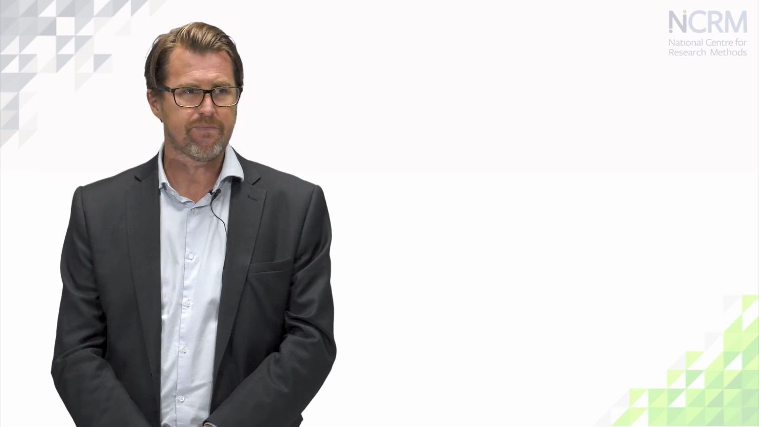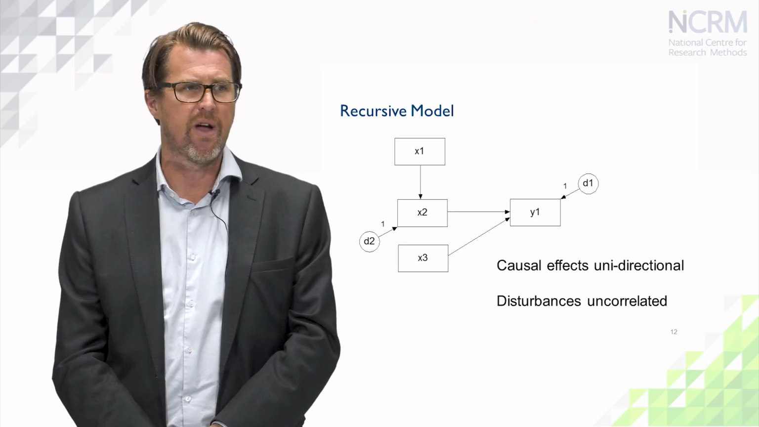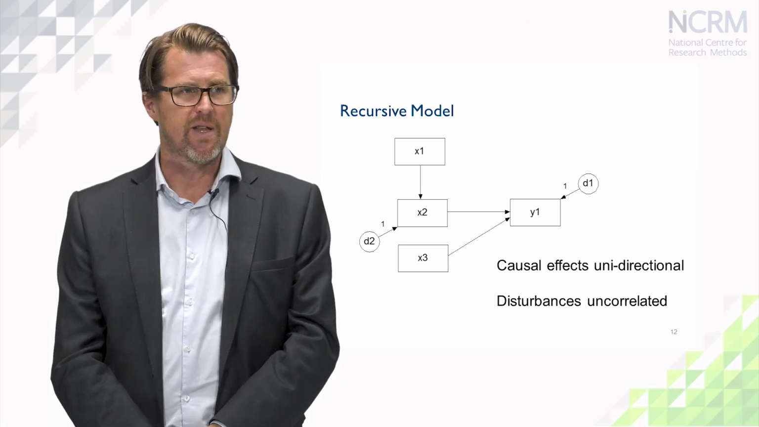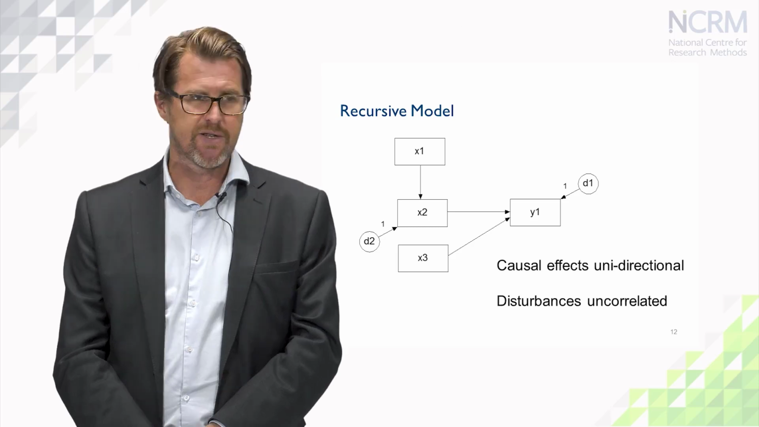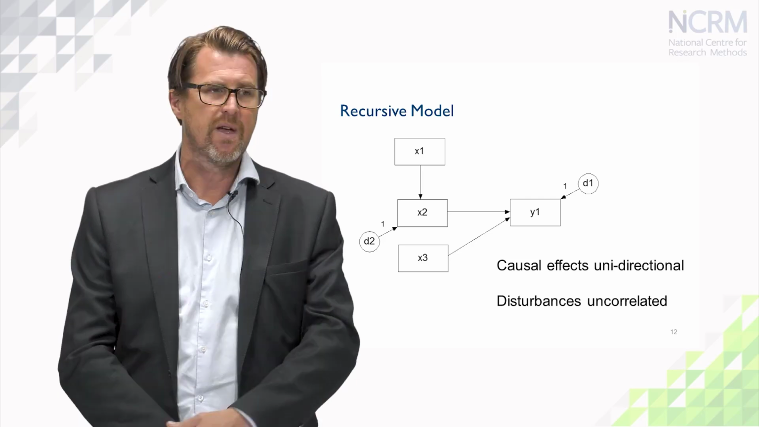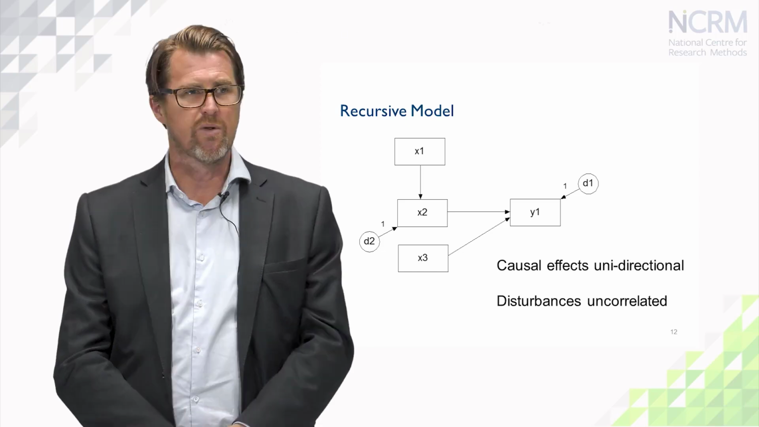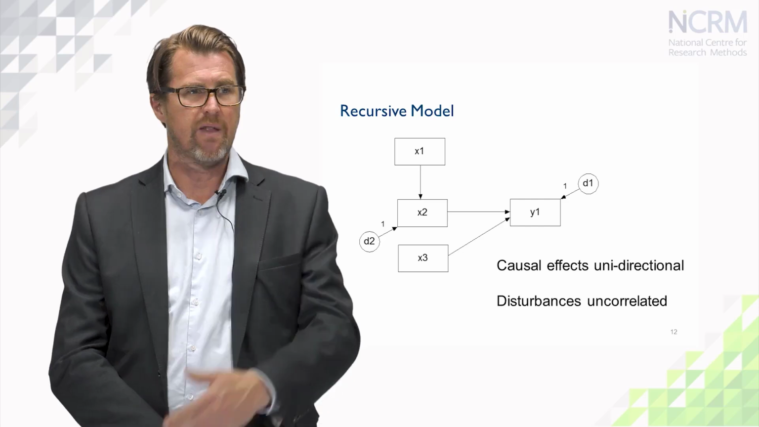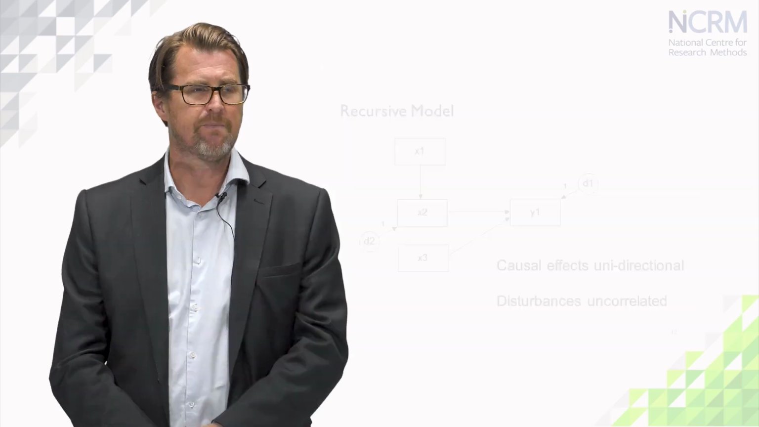So here's an example of a recursive path diagram model. We have x1 causing x2, and there's a disturbance term for that equation. x2 in turn causes y1, we have a disturbance term there, and also in that equation we have x3. So y1 is regressed on x2 and x3. But here we see that all of the causal effects are going in one direction, and none of the disturbances are correlated. So this would be a recursive model.